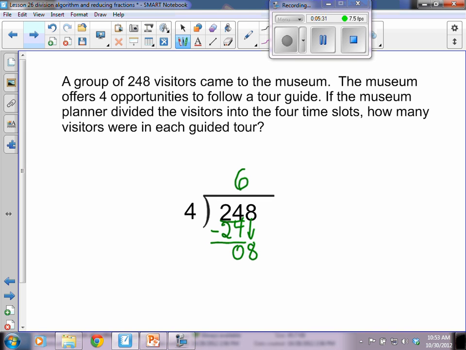All right. From here we start over. 4 goes into 8 2 times. 2 times 4 is 8. And step 3 says subtract, and I've gotten to 0, and I'm out of digits. So that means we're done, and we've come up with an answer of 62 visitors. And so we have that idea.